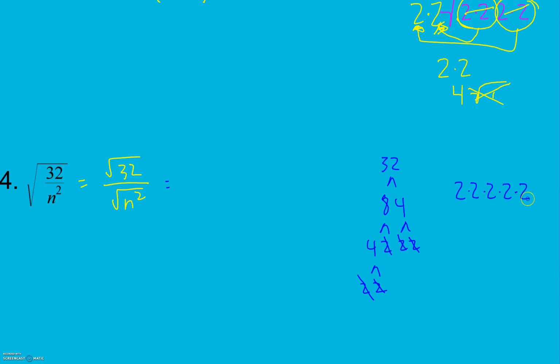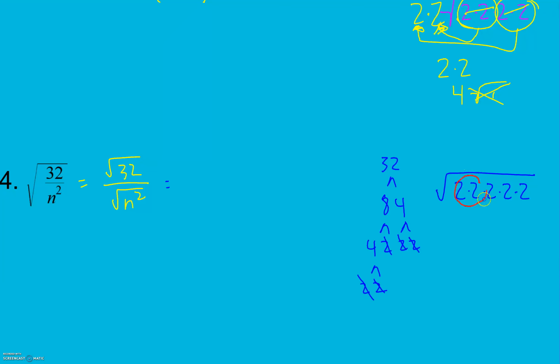Number 4 here, I'm going to take the square root of 32 over the square root of n squared. Because they're both inside my square root right now, I give them both a square root. 32 I can break down, 8 times 4. 8 is 4 times 2, and 4 is 2 times 2. 4 is also 2 times 2. So again, we're only including the things at the end of our branches. 2, 2, 2, 2, 2. 2 times itself 5 times. And that's still inside my square root here.